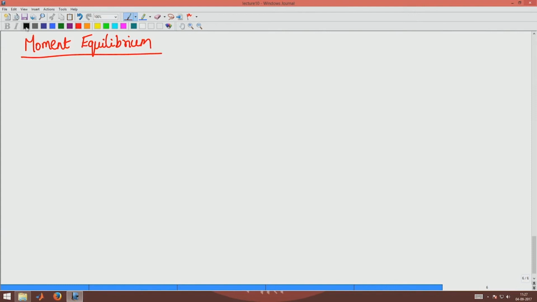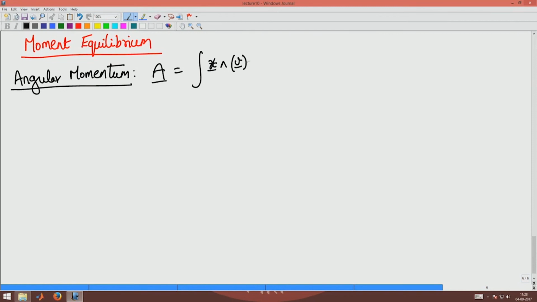What does this state? For this I have to find what angular momentum is. I have to define angular momentum. Angular momentum is defined as, let us say A, the integral of x cross v rho dV. Okay. But this as usual is mass.